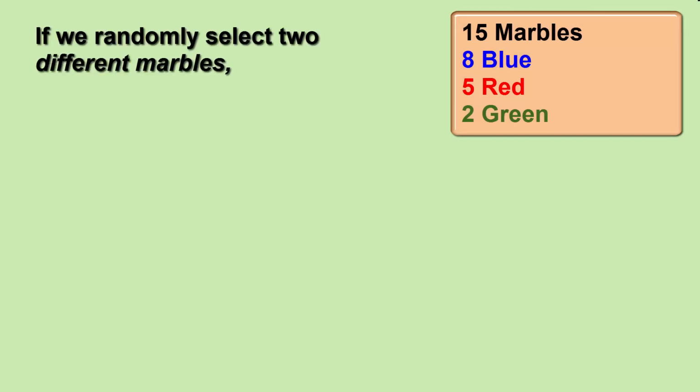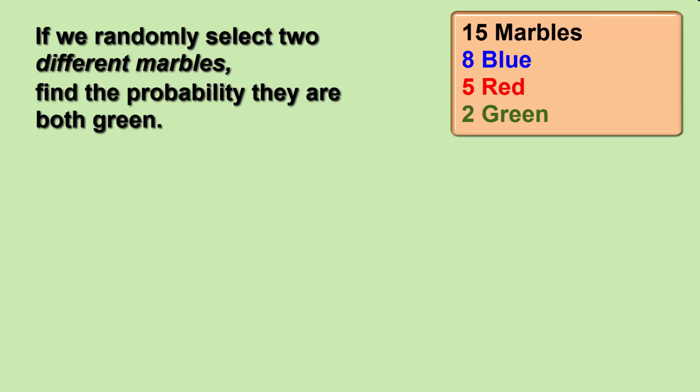Returning to the bag of 15 marbles. Suppose you randomly select two different marbles and they're both green. The word different indicates that we will select without replacement because we cannot pick the same marble twice. Thus, the probability of selecting a green and then a green is 2/15 times 1/14.